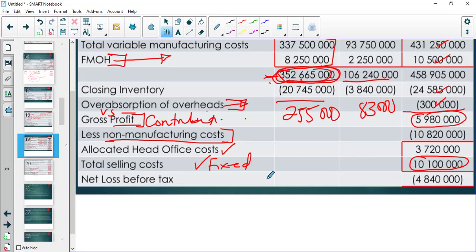All right. So we say that we have this category called less non-manufacturing costs. If it was direct costing, then we would have less fixed costs, because all fixed costs would come together, whether it's manufacturing or not, as long as it's fixed. All right.